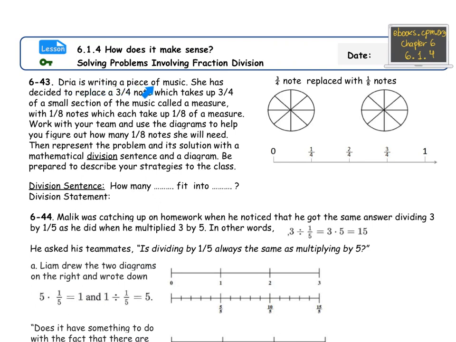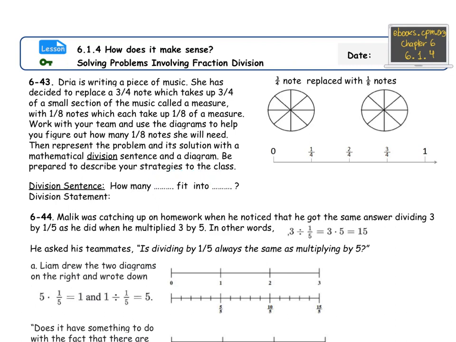Drea is writing a piece of music. She has decided to replace a 3/4 note, which takes up 3/4 of a small section of the music called a measure, with 1/8 notes, which each take up 1/8 of a measure. Work with your team and use the diagrams to help you figure out how many 1/8 notes she will need. Then represent the problem and its solution with a mathematical division sentence and a diagram. Be prepared to describe your strategies to the class.